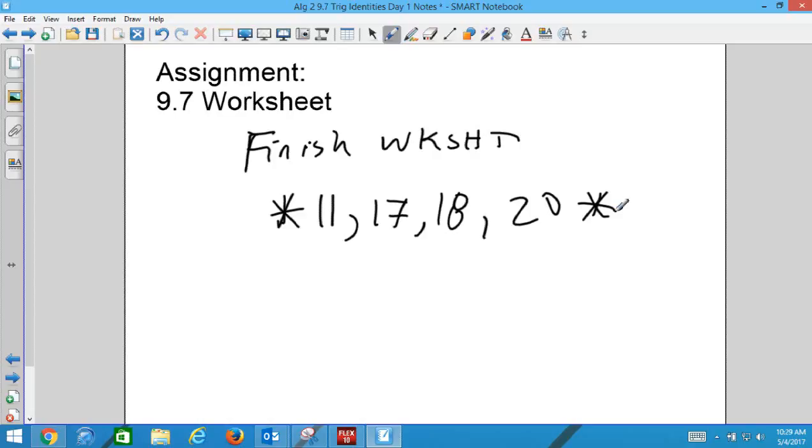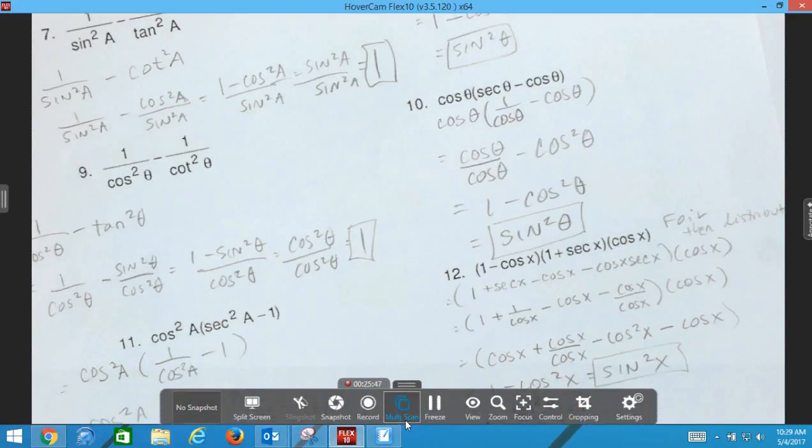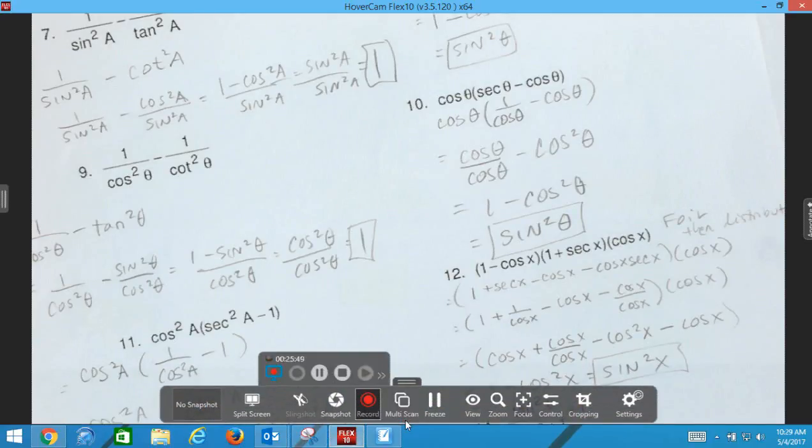And then some of you write bigger. You might need extra paper for the rest of this, because I had trouble squeezing some of it in.